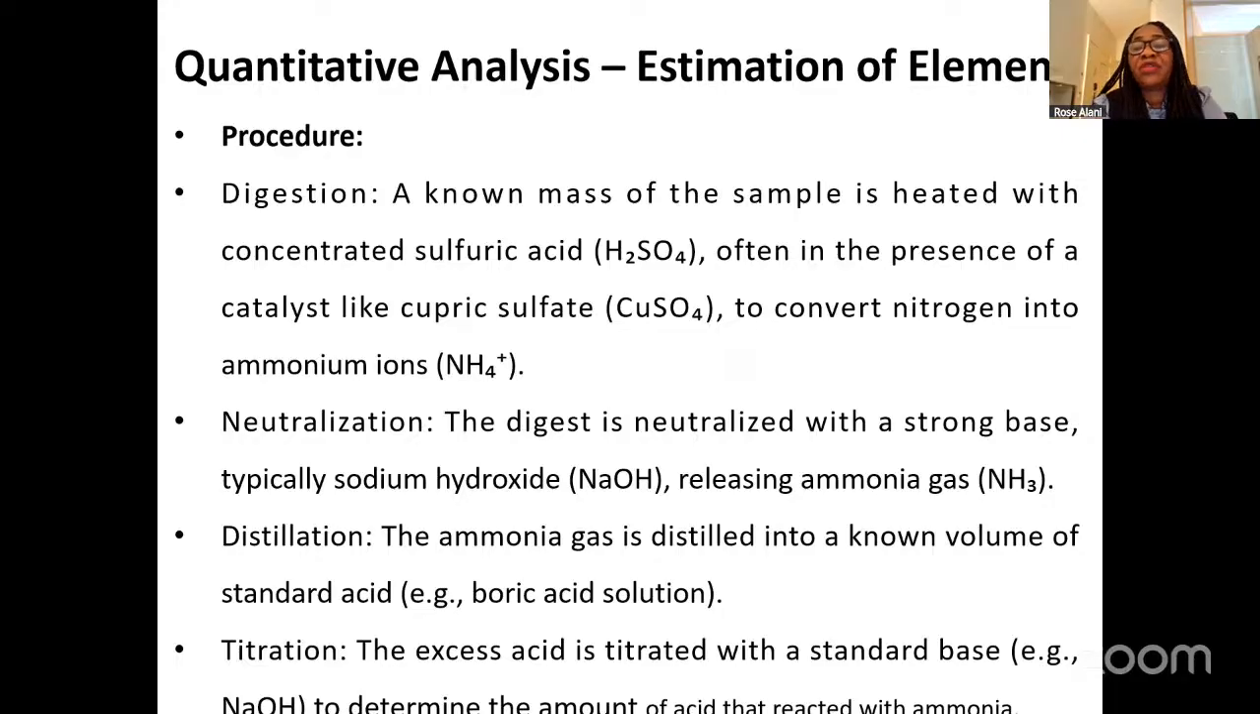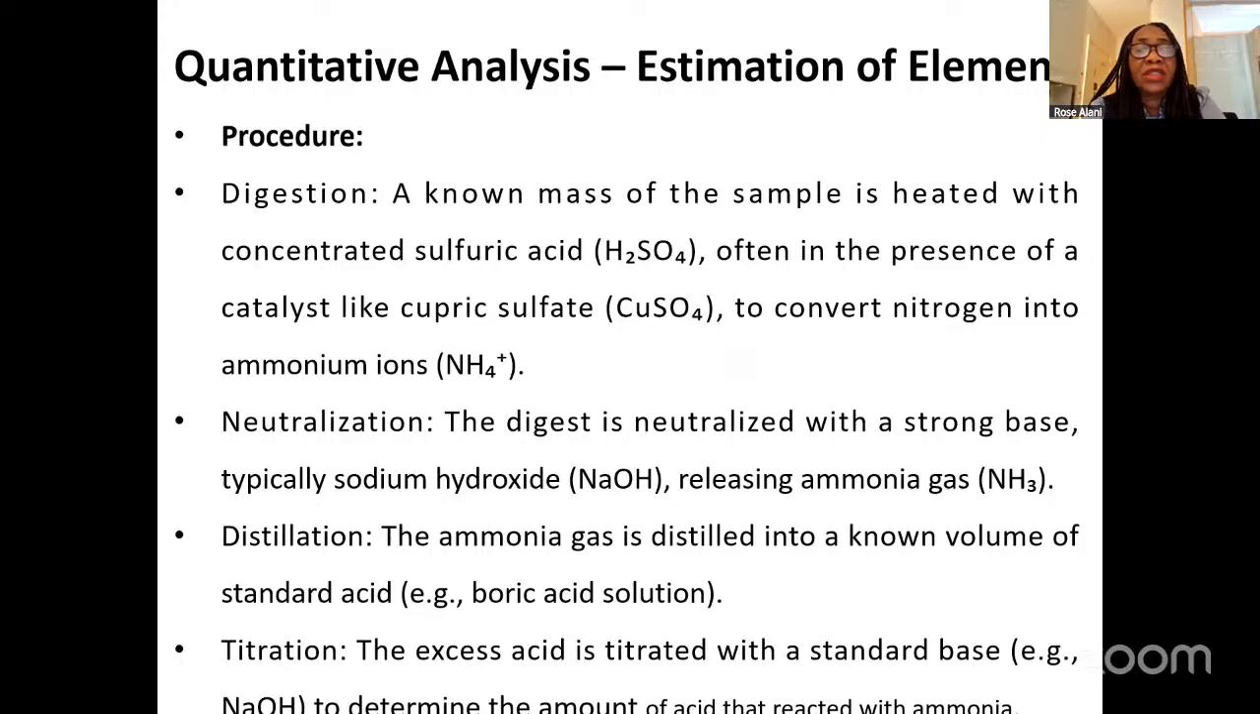So a known mass of the sample is heated, and then you add concentrated sulfuric acid. That's the digestion, often in the presence of a catalyst like cupric sulfate. So that will convert the nitrogen into ammonium ions. Next thing is the neutralization.